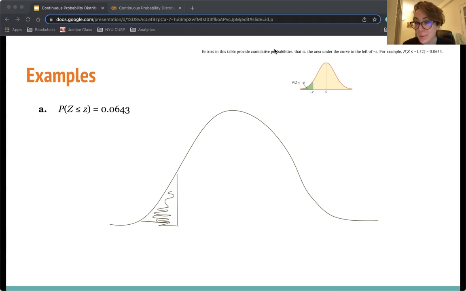Now we can use the table that is on the negative side in the appendix and find the corresponding probability. And actually 0.0643 is the area under the curve that is given at the top of the table example, which just worked out in this case. So the z-score is negative 1.52.